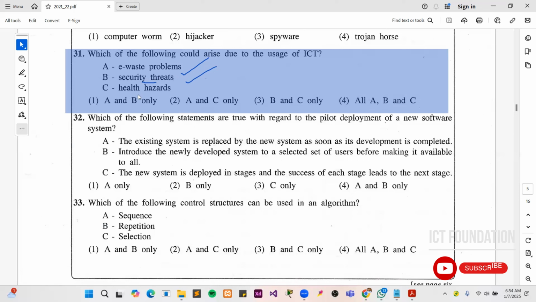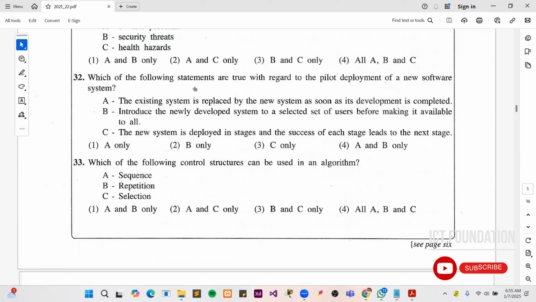Health hazards means health issues related to ICT usage. We continuously use our computer systems, continually look at the computer monitors, and sometimes type for a long time. These kinds of activities quickly lead us to health hazards. So these three are the possible issues regarding ICT usage. We come to the decision 1, 2, 3, that means A, B, C. All statements are correct, so all of the following could arise due to the usage of ICT.